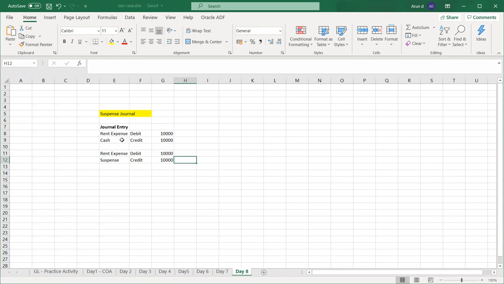If you see the normal accounting entry for a rent transaction, it would be a rent account to cash account. Let's say I'm importing this transaction from a different application, or maybe the user is entering it manually.